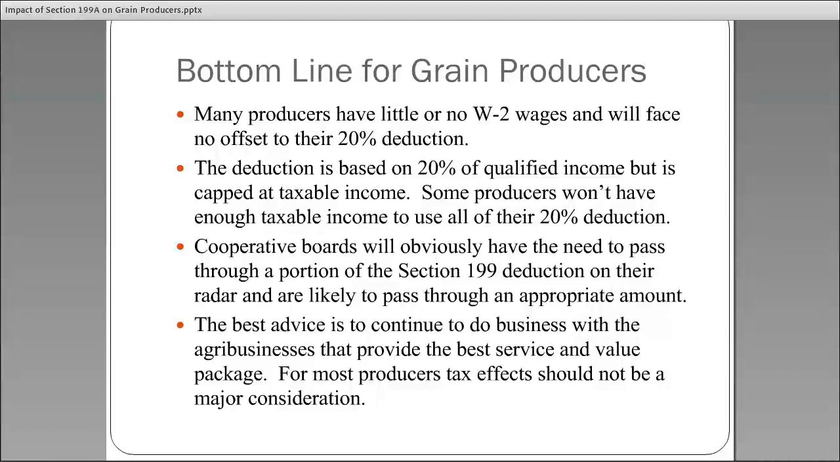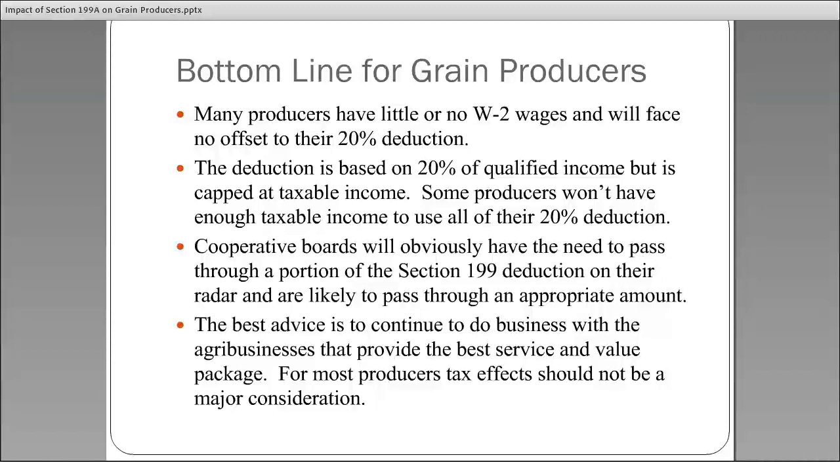Obviously, from my perspective, a great agribusiness that has a great value package would be the one that the producer owns and gets profit from. But I think on a broader perspective, if someone says, should I change who I'm delivering grain through? I would say no. If you've got good reasons that that's the best place for you to deliver grain to get service and value and logistics, and they're in the right place with the right price, I wouldn't really worry about this tax effect in deciding who I market grain through.